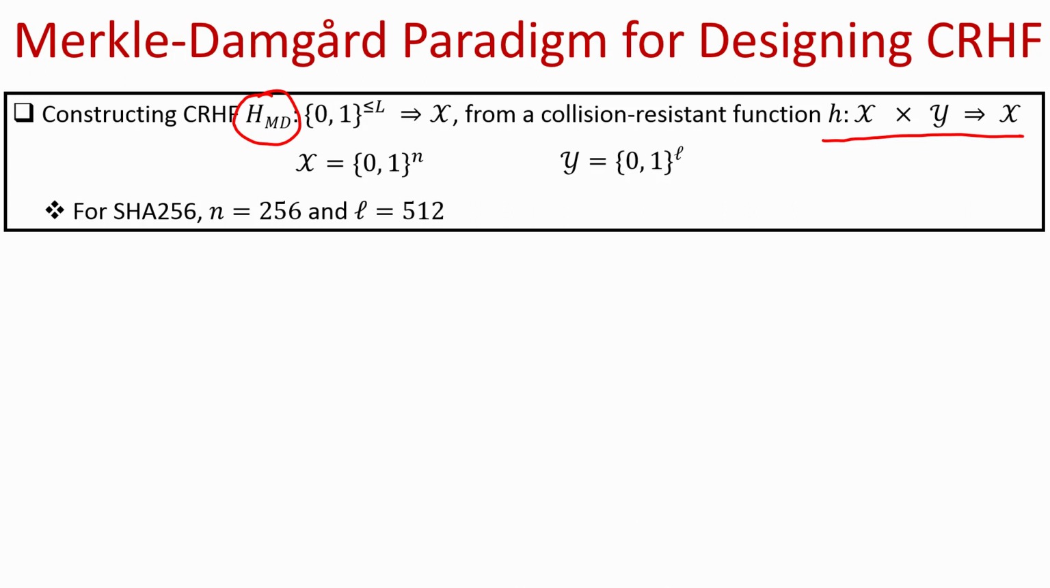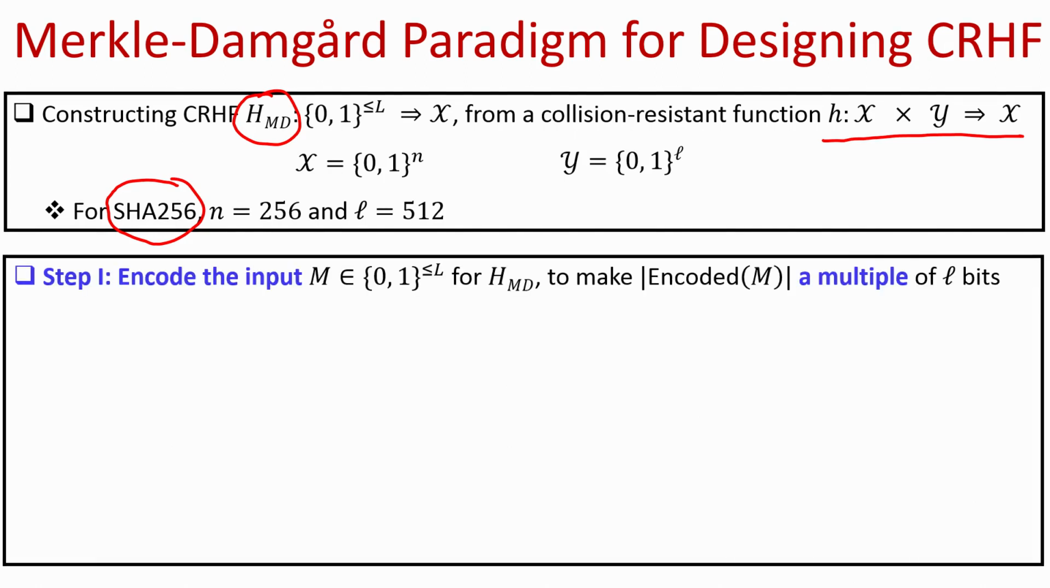So, if you are wondering what exactly are the values of little n and little l for the practical instantiations of hash functions, for your information, for the SHA-256 hash function, the value of little n is 256 and the value of little l is 512 bits.